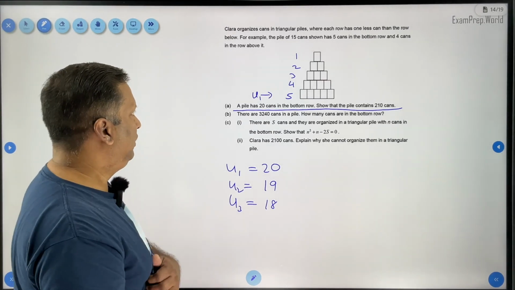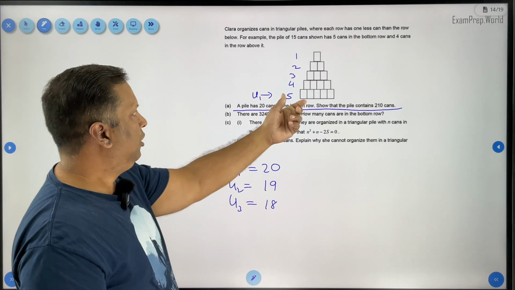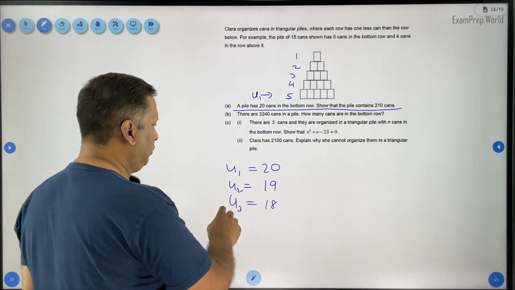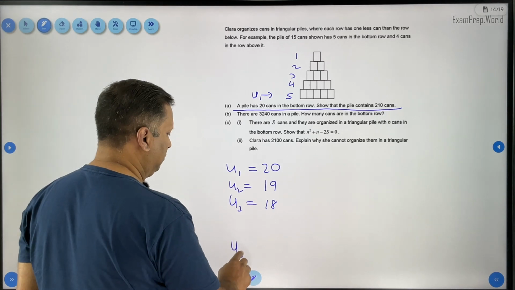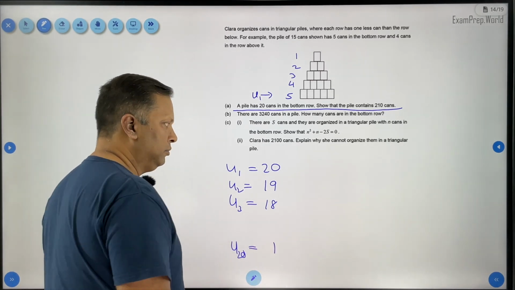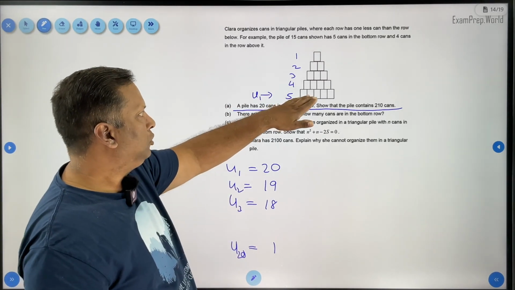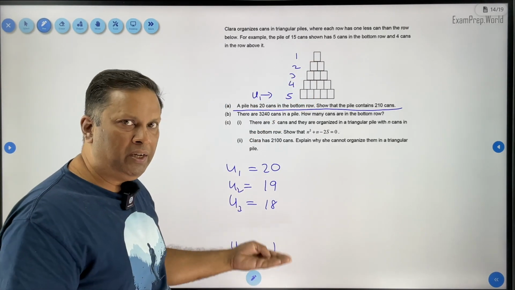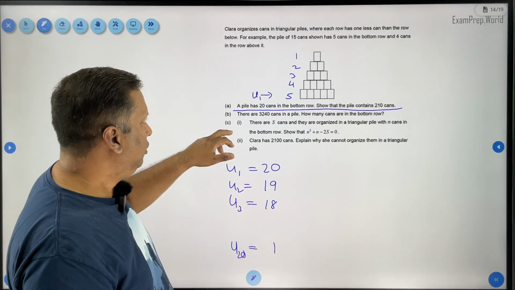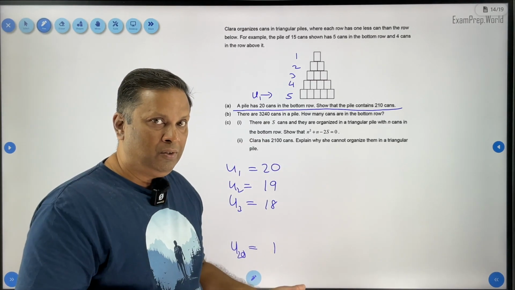Okay. In this example, there are 5 cans in the top row and 5 rows. So here, with 20 cans in the bottom row, how many rows will there be? 20. What will be U20? It will be 1, right? There are 20 rows in this pile. The 5-row pile is 5, 4, 3, 2, 1, so this one will be 20, 19, 18, 17 and like that. So it will also have 20 rows. Now we have to show that the whole pile has 210. That means we have to find the sum of 20 terms.